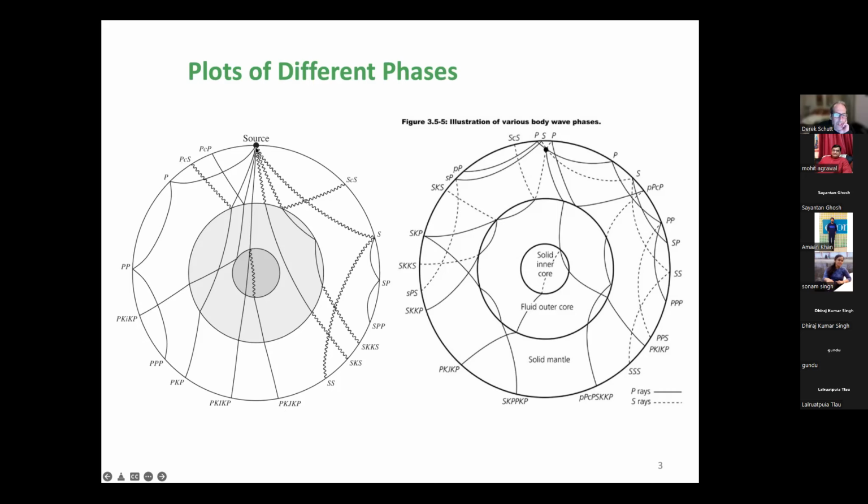Finally, I will say this is a P wave that travels through the outer core as a P wave, so it gets a K designation, and then travels through the mantle as a P wave, so it gets a PKP designation.